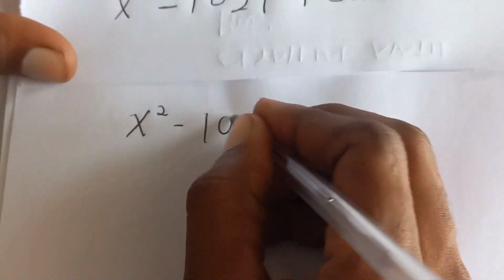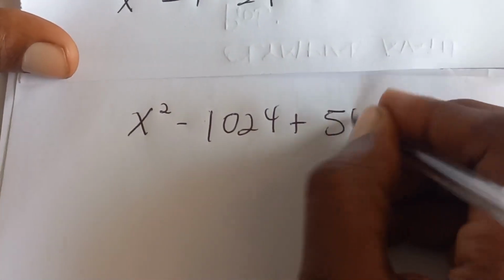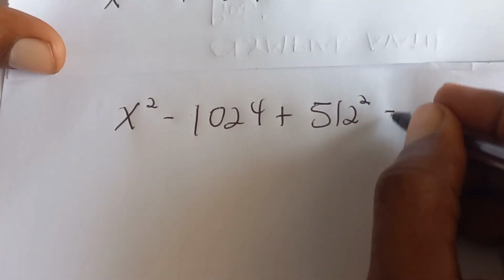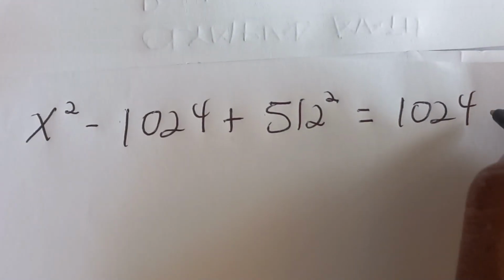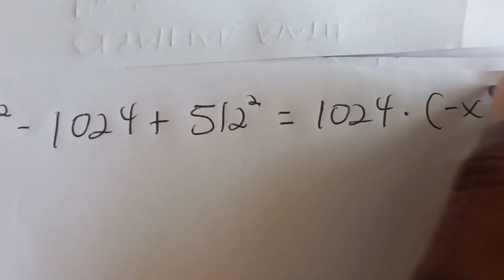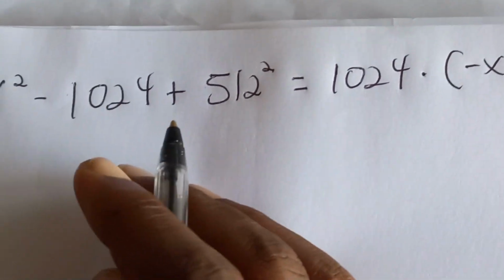So let's continue from here. We have x squared minus 1024x plus 512 squared is equal to 1024 multiplied by negative x. So let's continue from here.